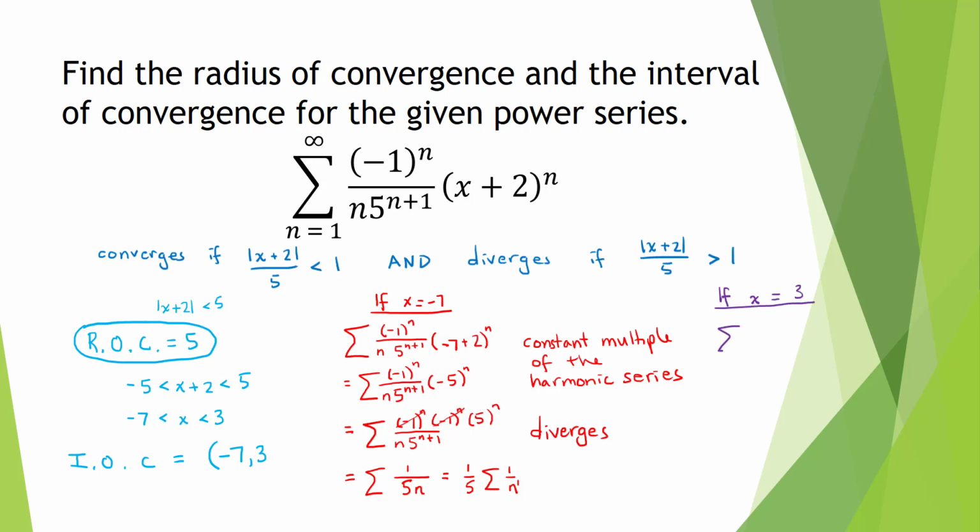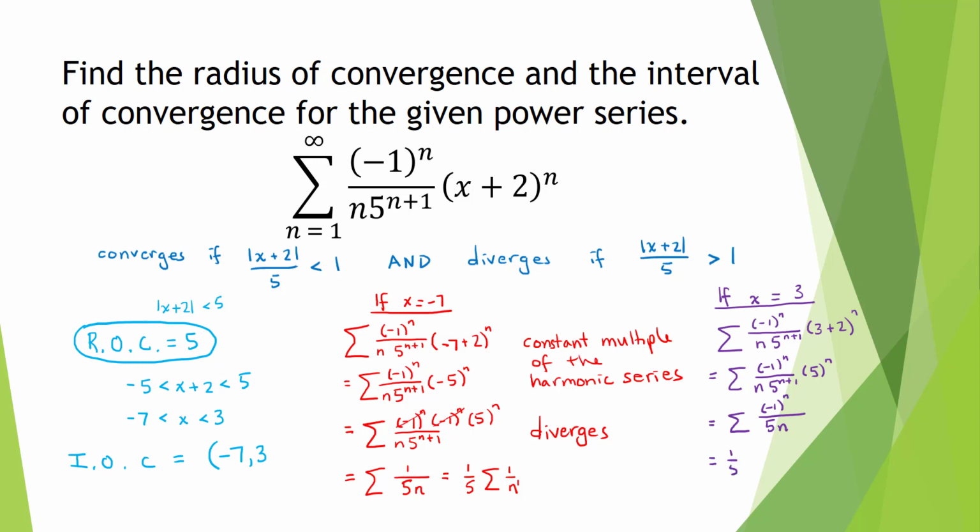If x equals 3, we have the sum of negative 1 to the n divided by n times 5 to the n plus 1 times the quantity 3 plus 2 to the n, or the sum of negative 1 to the n divided by n times 5 to the n plus 1 times 5 to the n. We can cancel n factors of 5, so we have the sum of negative 1 to the n divided by 5n.